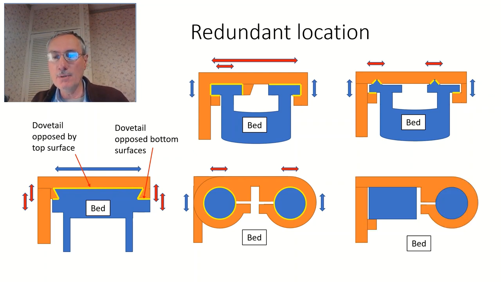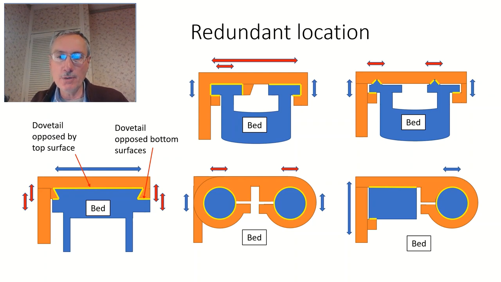Now we come to a bar lathe, which has a circular section and a rectangular section. Vertical location at the front of the bed is provided by the rectangular bar, and at the rear, horizontal or lateral location is provided by the round bed. And that would seem to be a fairly foolproof design.